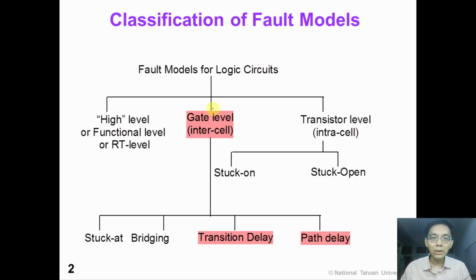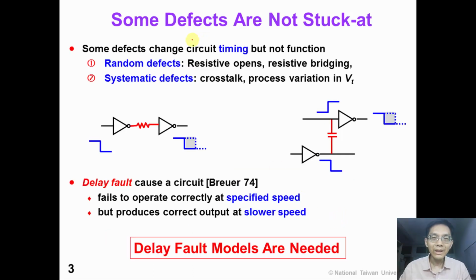In this fault model classification tree, we will continue with the gate level or intra-cell fault model. There are two popular delay fault models, the transition delay fault and the path delay fault. In advanced technologies, some defect behavior is not like stuck-at fault. The defect can change the circuit timing, but it may not change the functionality.